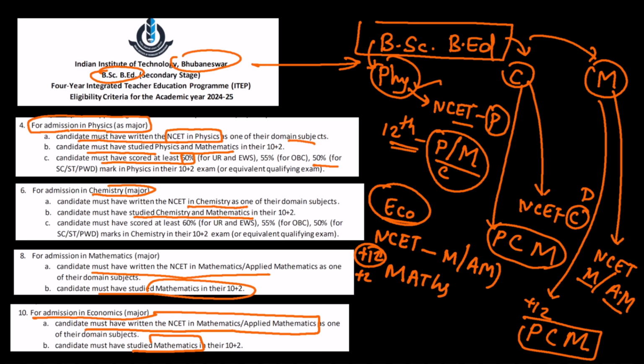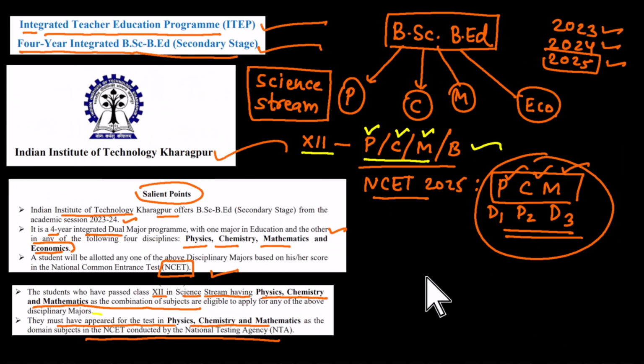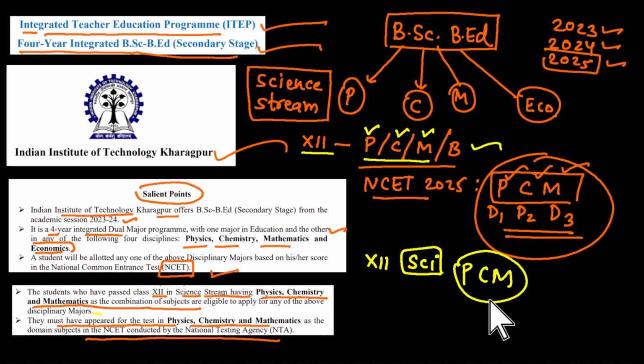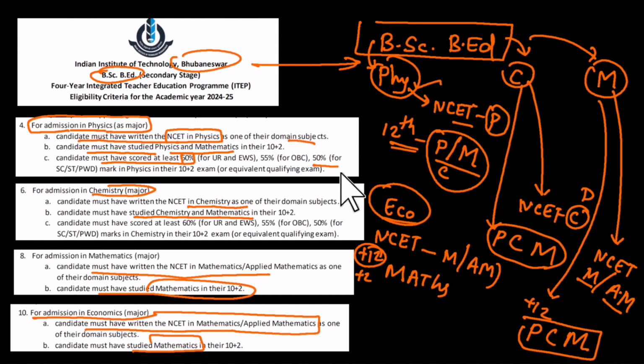So what does this tell us? See here, all this what we have spoken is for a science student. You have to be a science student taking PCM over here. Okay, PCM and NCET, you are taking PCM. Correct. Next. Here also for Bhubaneswar, you should be in 12th standard with the science subjects PCM.